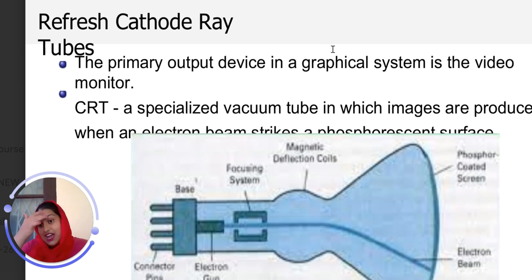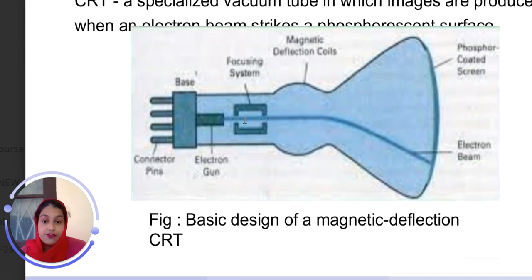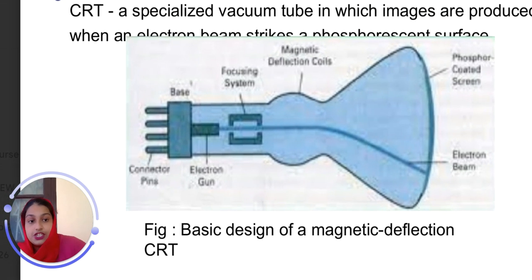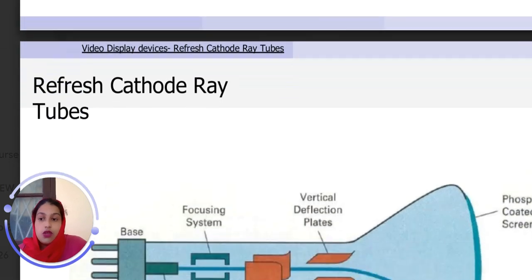This is the refresh cathode ray tube. The primary output device in a graphical system is the video monitor. It is a specialized vacuum tube. As I told you, the envelope is vacuum. A specialized vacuum tube in which images are produced when an electron beam strikes a phosphorescent surface. We have connector pins, base, electron gun. This image is much clearer than the one in the text. We have the focusing system, and this is the magnetic deflection coil. And you have the phosphor coated screen and electron beam.